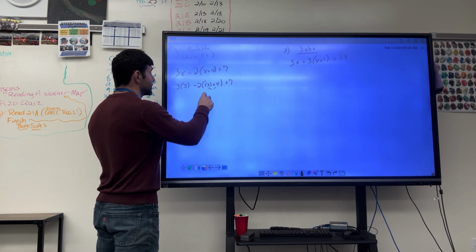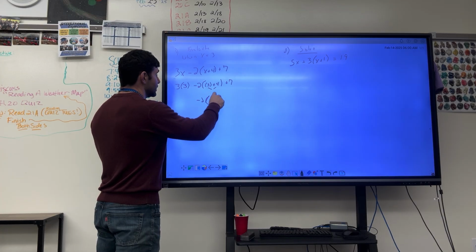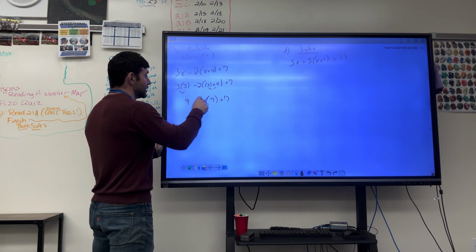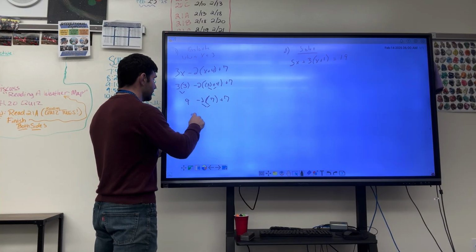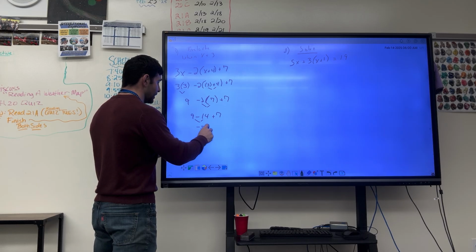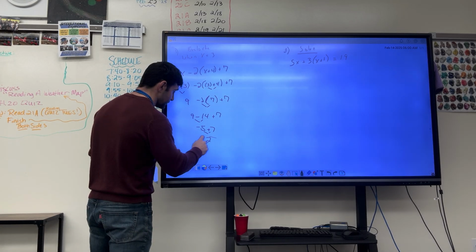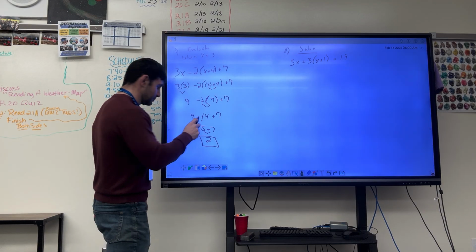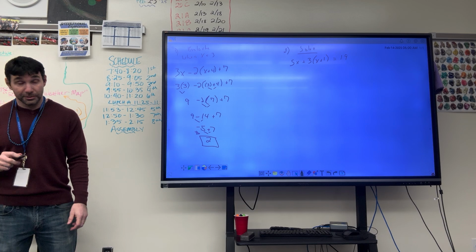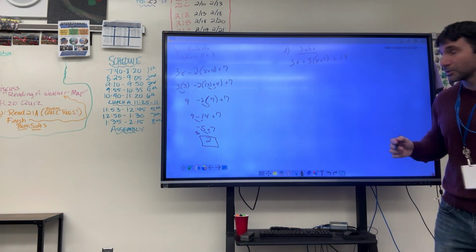Well, first I'm going to do what's inside the parentheses. That gives me -2 plus 7 plus 7. This is 9. Now I have 9 minus 2 times 7. So now I have 9 minus 14 plus 7. That gives me -5 plus 7, which is +2. Questions there? You're going to have to be able to do that and do this. Both of these are going to be things that you have to do.